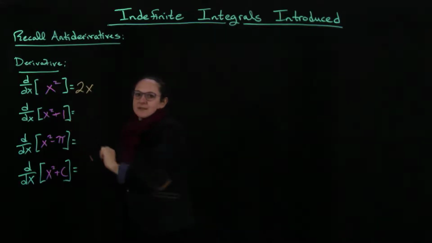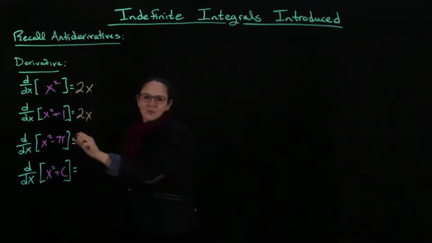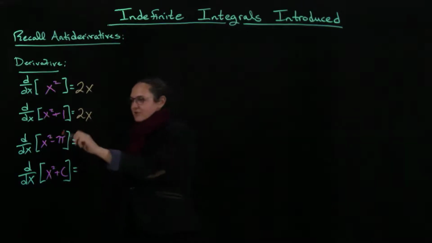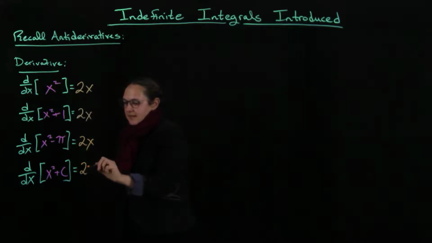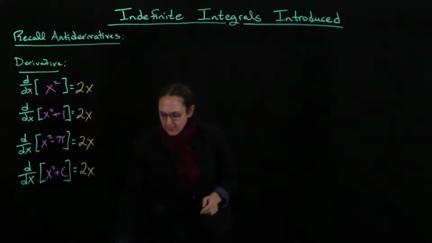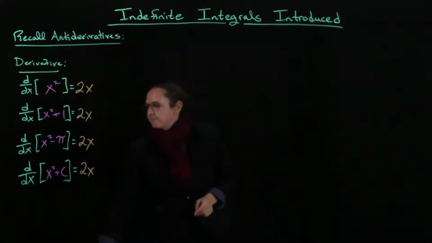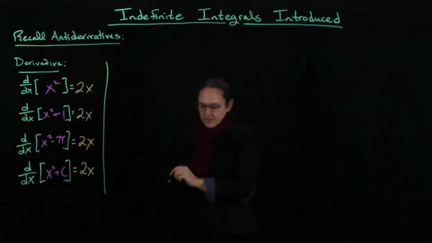2x because the derivative of 1 is 0. 2x, the derivative of minus pi, it's a constant, so it's 0. So I get 2x. And the same thing with any constant, I get 2x. Okay? So that's when I'm taking the derivative. So now let's move over to talking about the antiderivative.